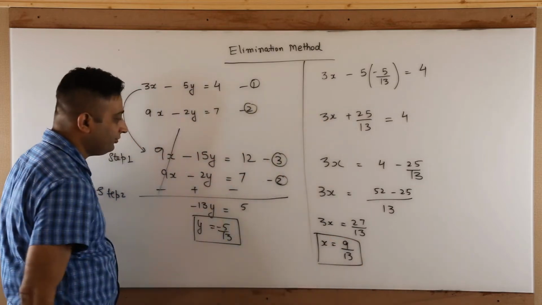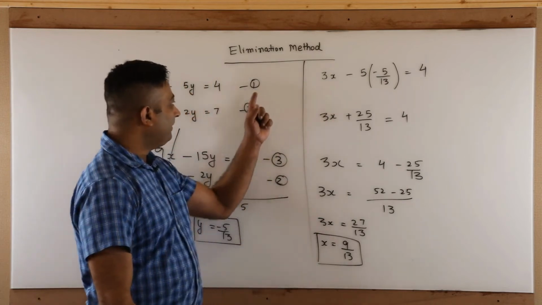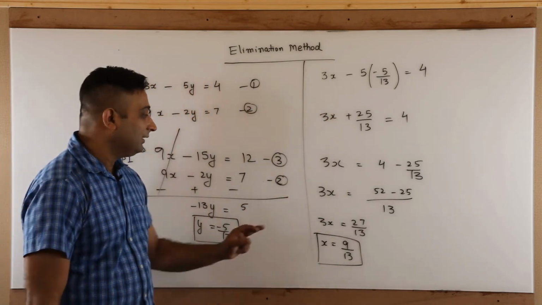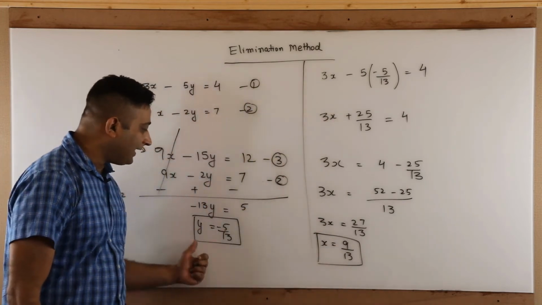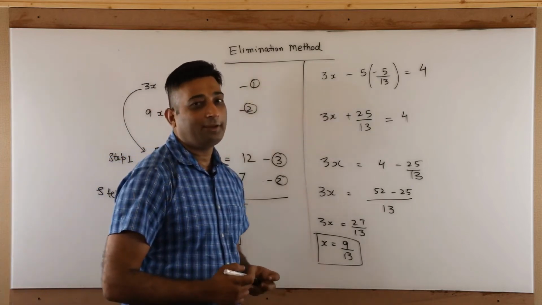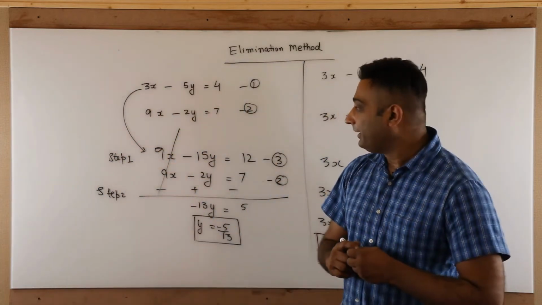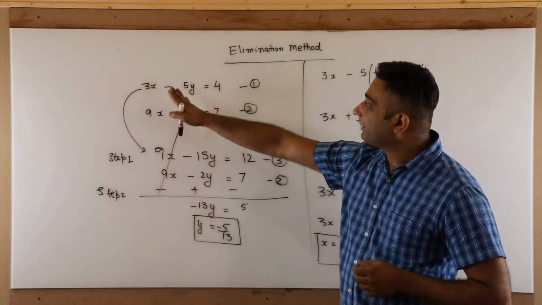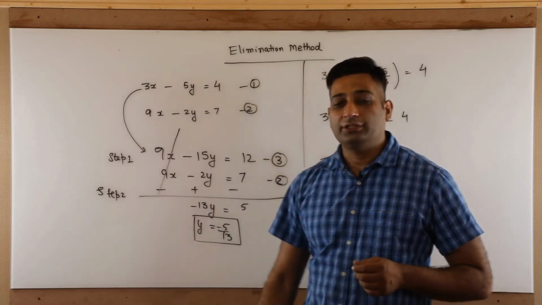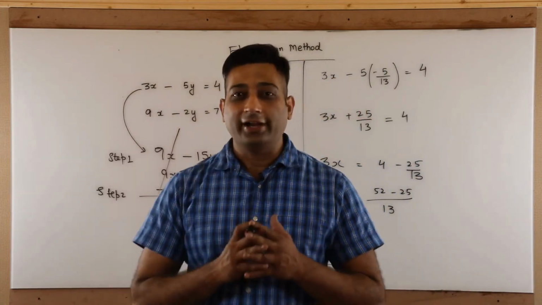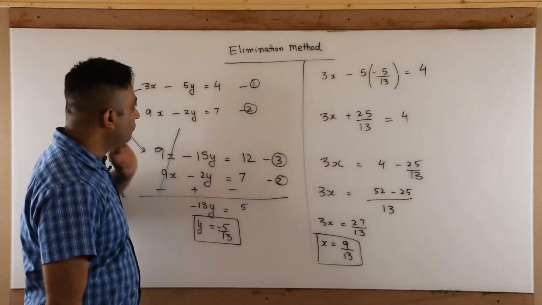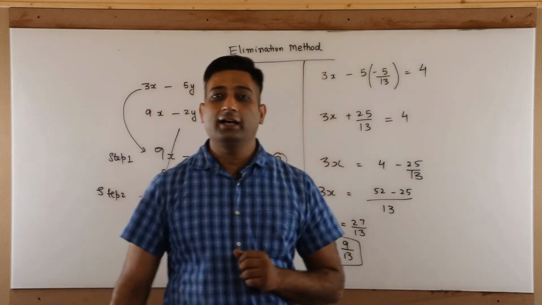So these are the solutions for the pair of linear equations in two variables, that is x equal to 9 by 13 and y equal to minus 5 by 13. We can easily verify the solution by putting the values of x and y in these two equations. I hope you will definitely try to put these values in these two equations to verify the answer.